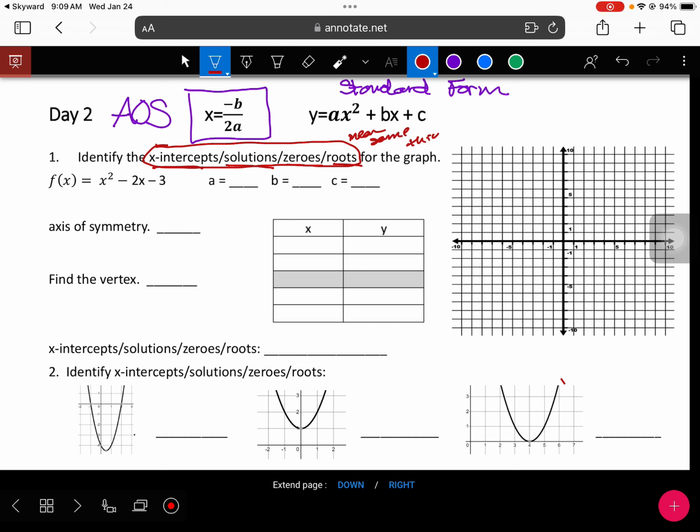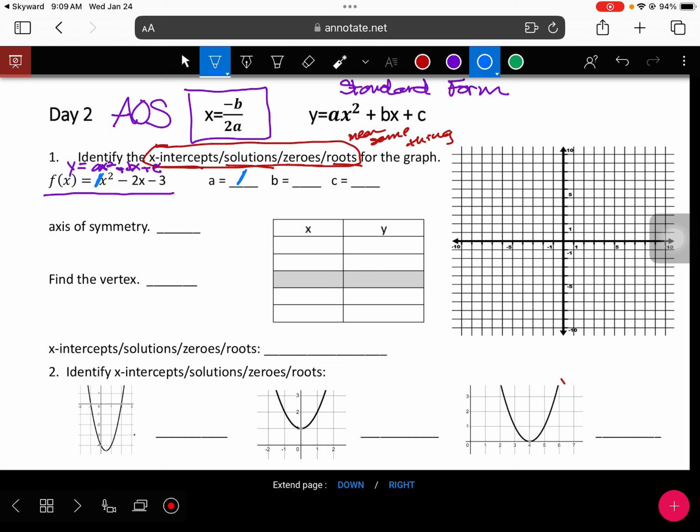But before we can find that, we have to graph. And before we graph, we have to figure out A, B, and C. So what is my A value as I look at this quadratic function? Let me write it above here. So this is the same as y equals ax squared plus bx plus c. So my a value for this function is going to be how much? 1. Yes. There's nothing there, but we know that's a 1 understood, right?